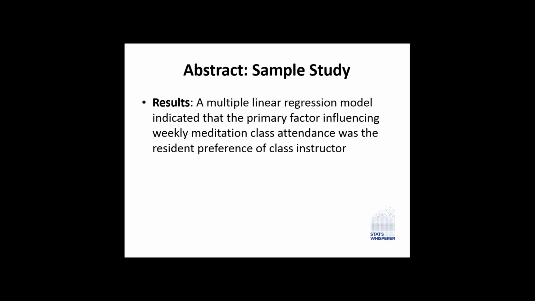Right? Then we're already at results. So you see how it gives you the essentials of all the paper right away. And that's helpful not only to the reader, but the writer, the author. So the results, we're just mentioning perhaps the statistical tool we use to produce the final results. Okay? So here, a multiple linear regression model indicated the primary factor influencing weekly meditation class attendance was the preference of the class instructor.